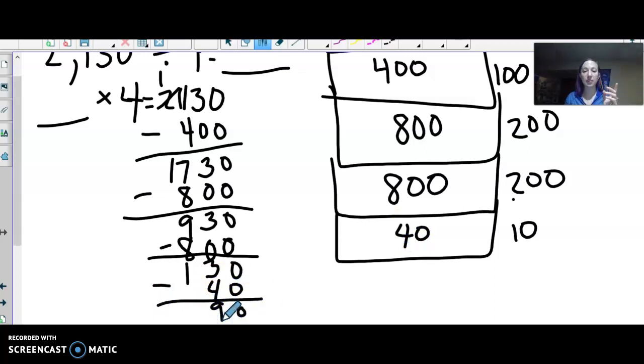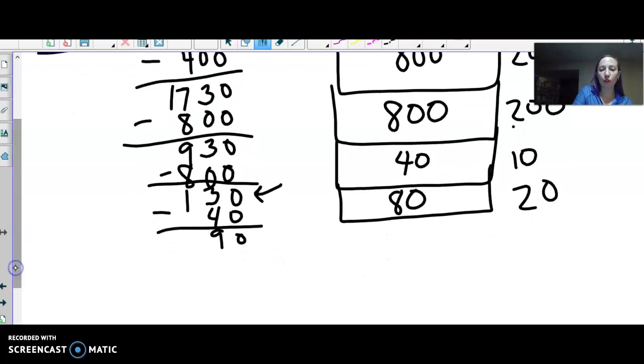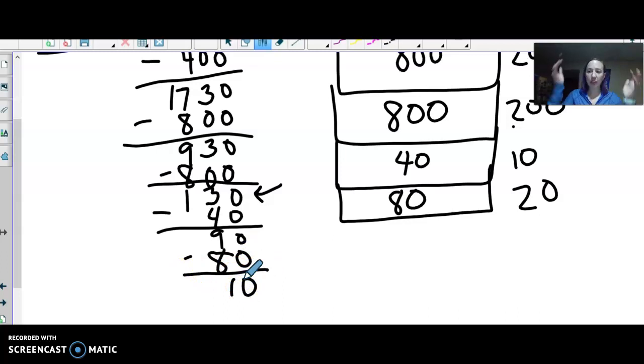90. Now I might say, oh, 2 times 4 is 8. So if I do 20 times 4, that would be 80. You might have even noticed at this step that 4 times 3 is 12. So you could have done 30. That's fine. Some of you that know your facts a little bit better might be able to shorten this process a little bit. But if not, notice I'm taking a few more steps and it's fine.